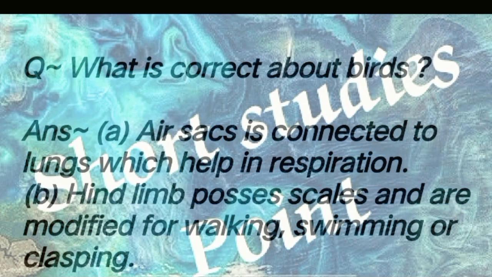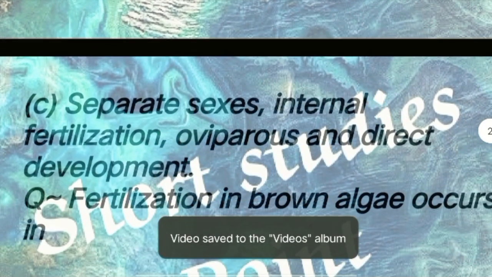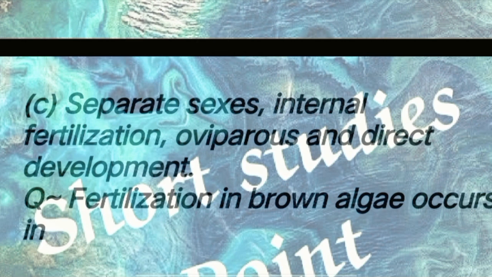Question: what is correct about birds? Answer: A. Air sac is connected to lungs which help in respiration. B. Hind limbs possess scales and are modified for walking, swimming, and clasping. And C. Separate sexes, internal fertilization, oviparous, and direct development.